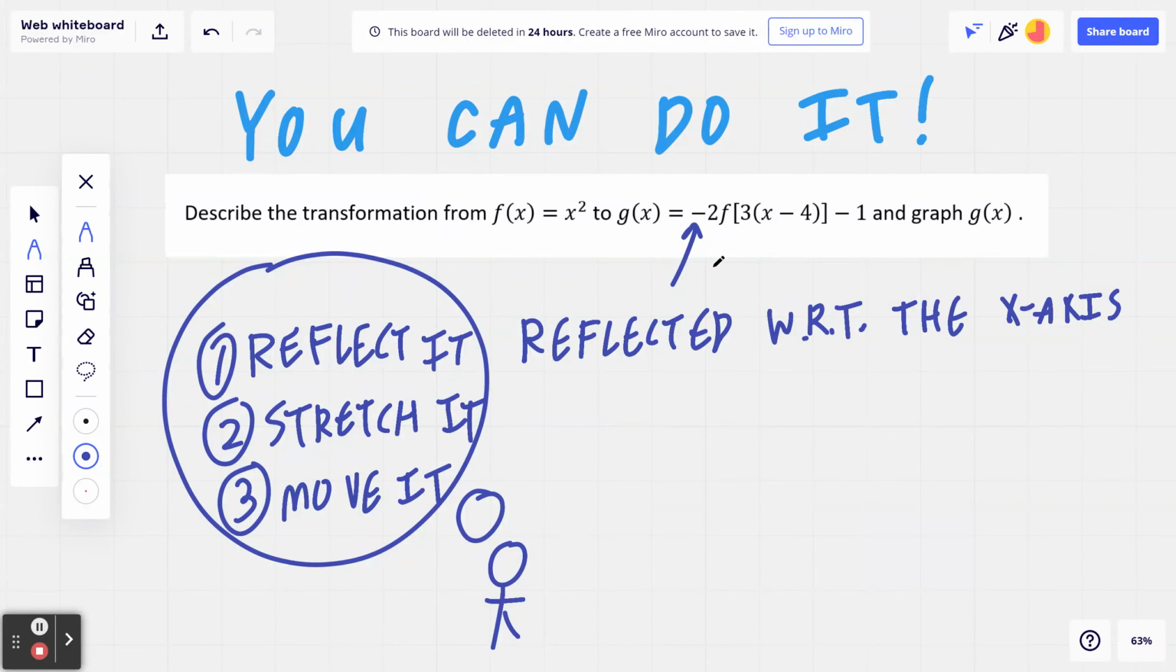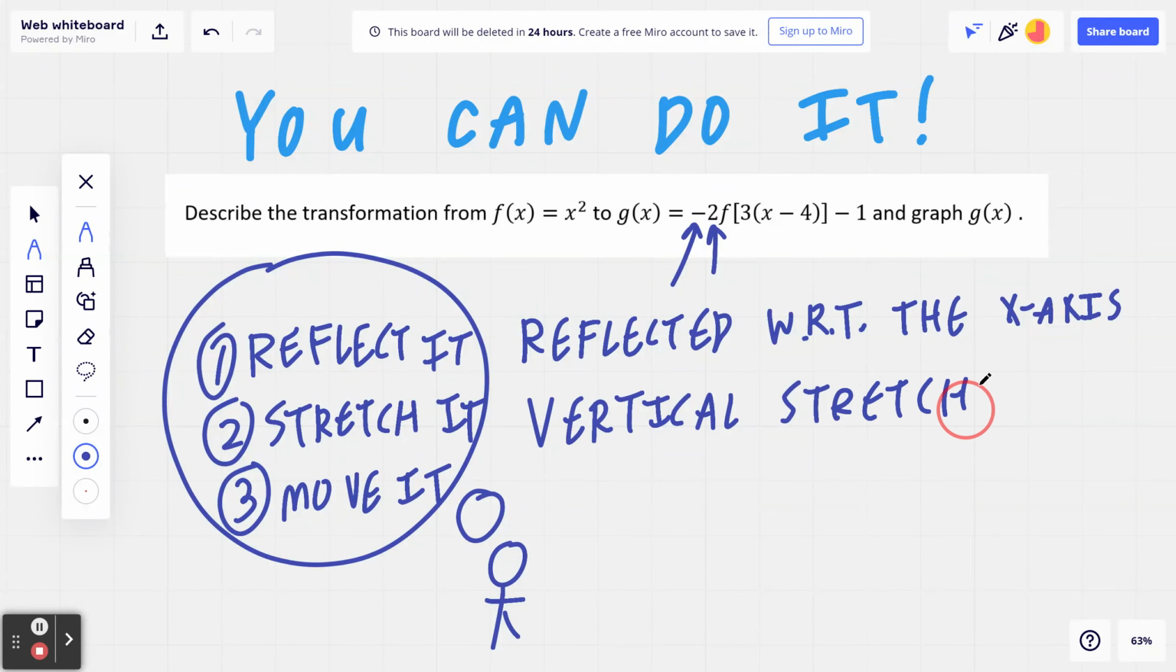Now, the next transformation is going to be 2, which is what we call stretch it. And of course, when we say stretch it, it could also be a compression. So it includes both vertical or horizontal, whether you're stretching it or compressing it. And in this case, the 2 is in front of f. So that's going to be a vertical stretch by a factor of 2.